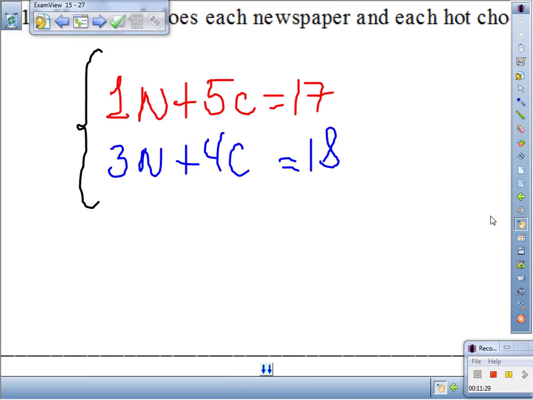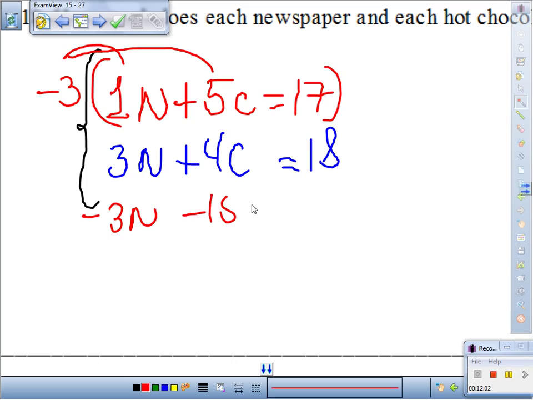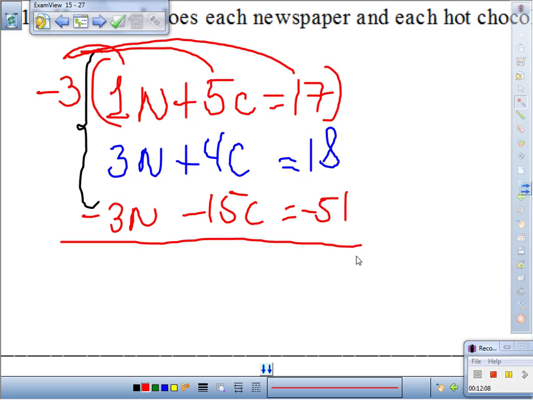Look up. What method do you want to use for this one? Elimination. Which variable would you like to eliminate, N or C? N. That means we need to have opposite coefficients. What does this need to be right here? -3, which means we need to multiply this entire equation times what? -3. So we multiply times the first, that's -3N, we write it right underneath. -15C equals -51. All right, now we eliminate.